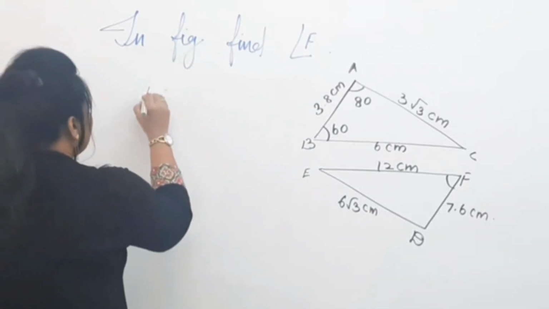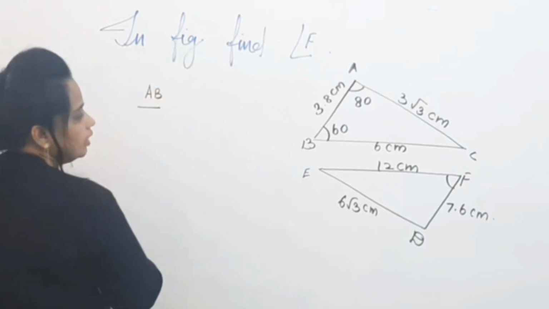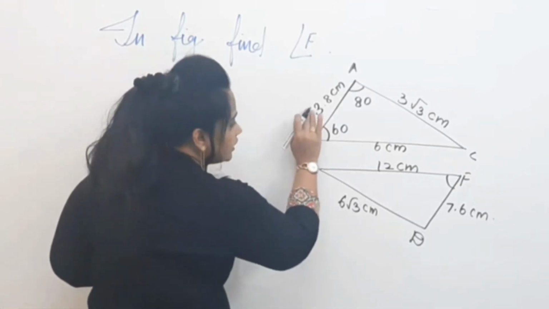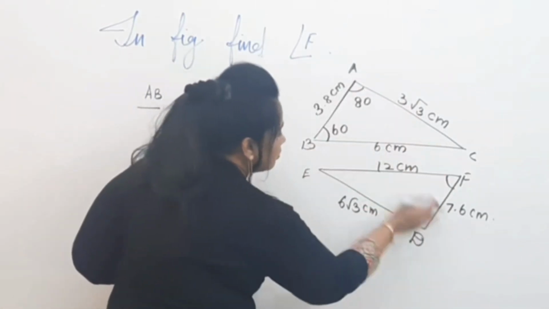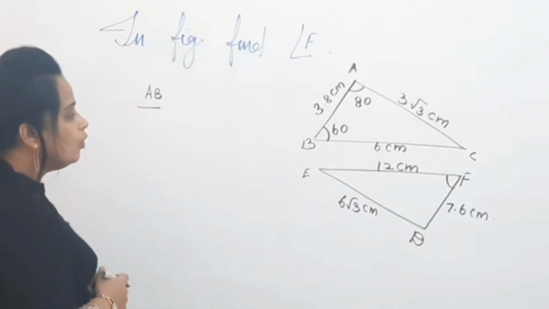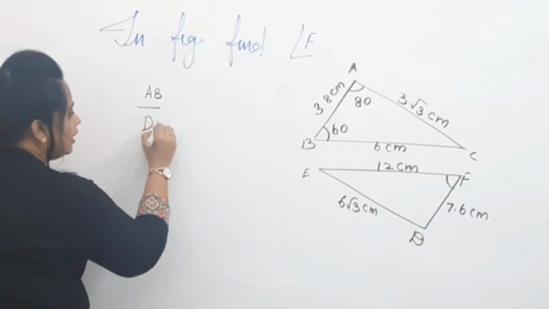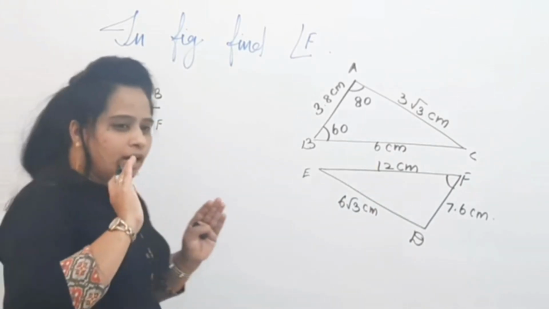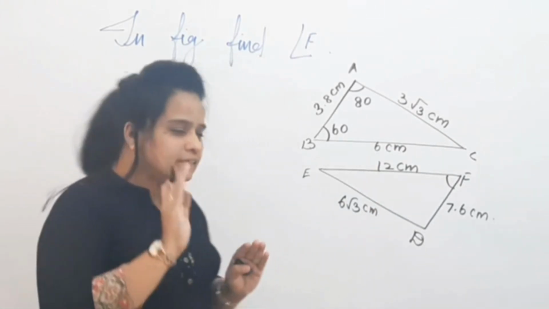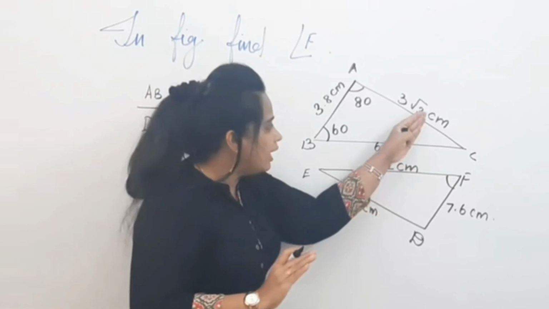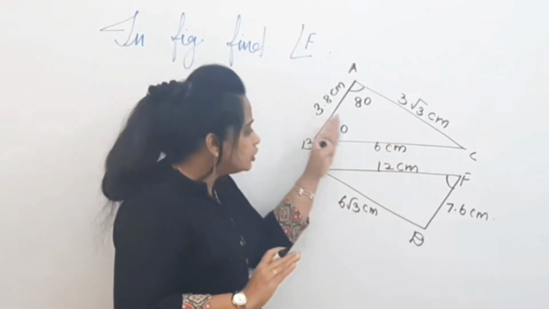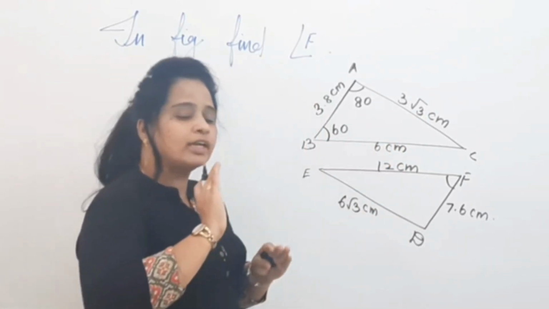That is AB by 3.8, which is double of it. It comes to DF. So, I would write my sides just by my logical thinking. I understand this is double of it and this is double of it. So, these two sides must be corresponding sides.